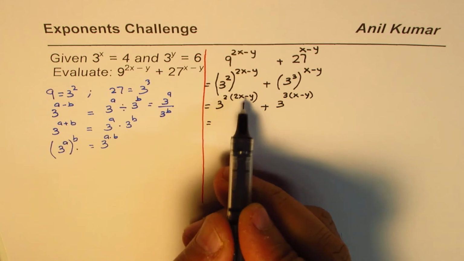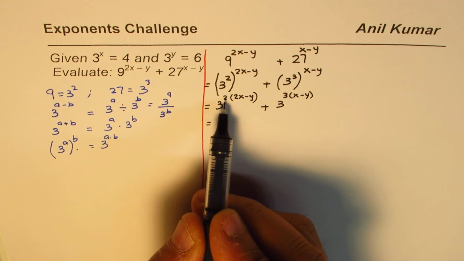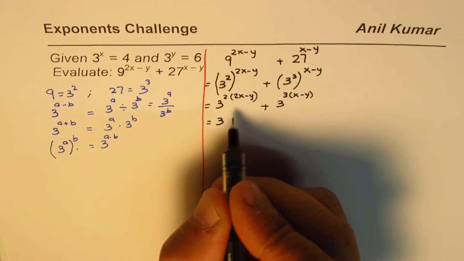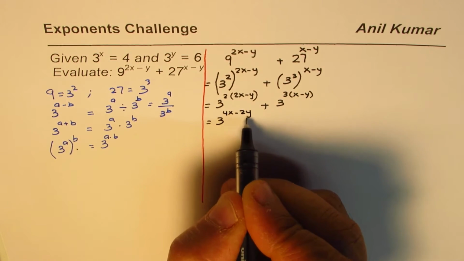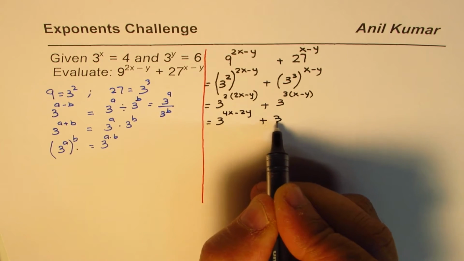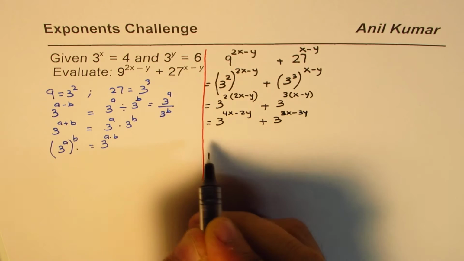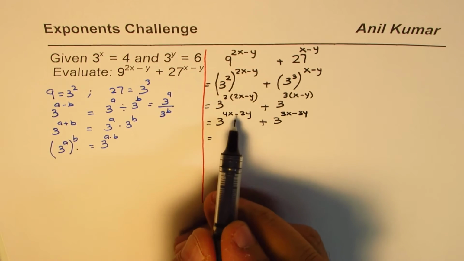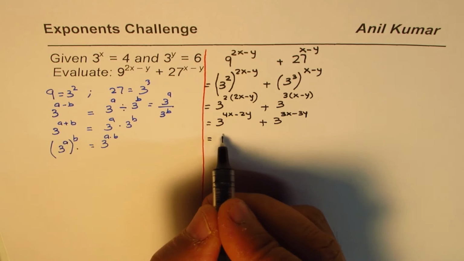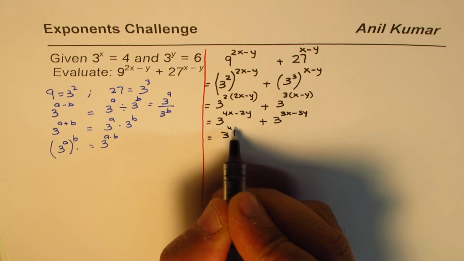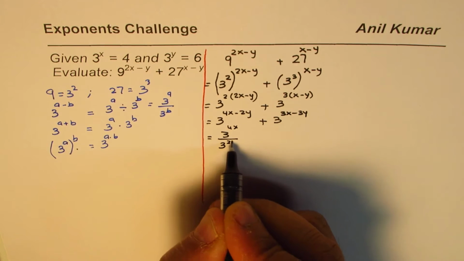Now we can expand this, applying the distributive property, so the binomial being multiplied by 2. So we get 3 to the power of 4x minus 2y plus 3 to the power of 3x minus 3y, correct? So as I said, if you have minus here, it basically means divide. So we could write this as 3 to the power of 4x divided by 3 to the power of 2y, correct?